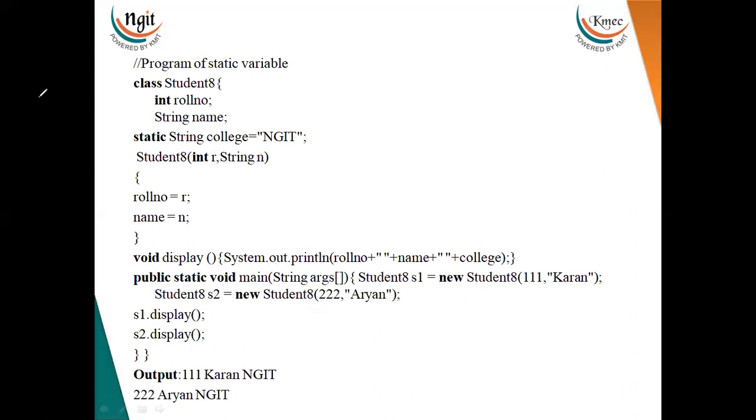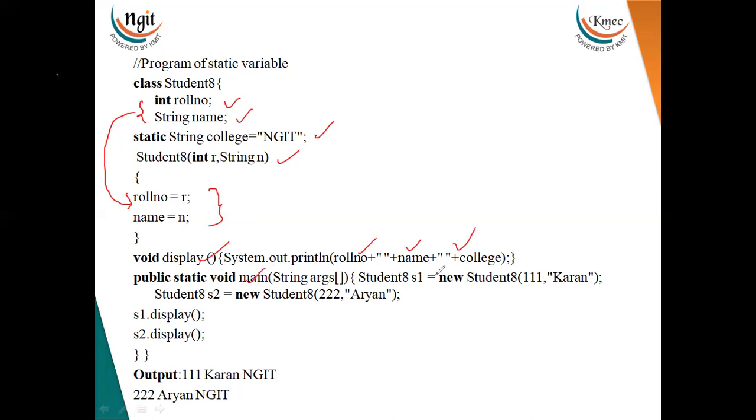Now you can see here an example. I'm taking a class. There I'm taking two instance variables and one static variable. So I'm taking a parameterized constructor. The instance variables in the class, I am initializing within this parameterized constructor. Next, I'm taking the display method. I'm displaying roll number, name, and college name.